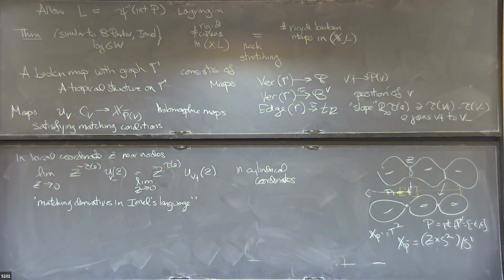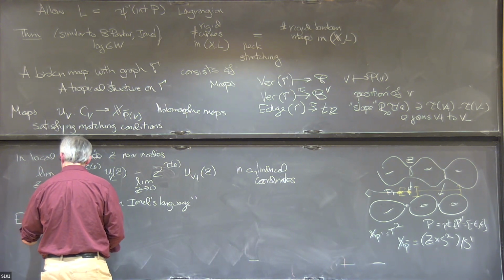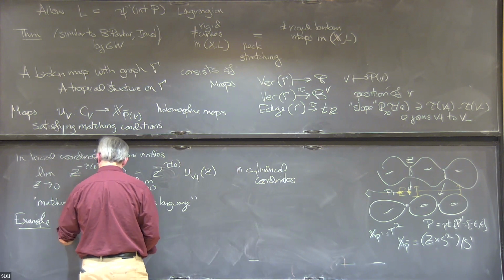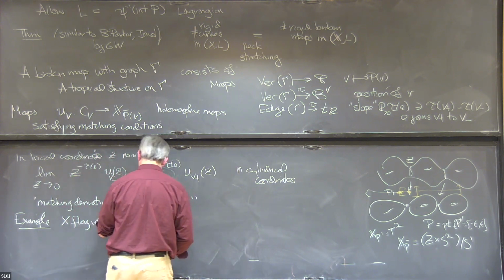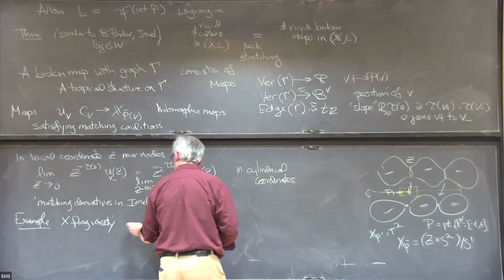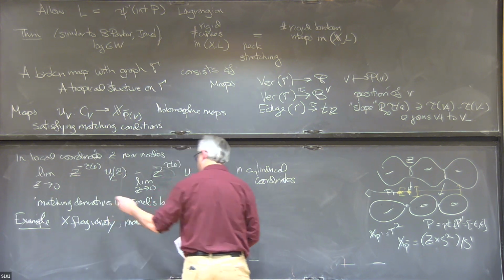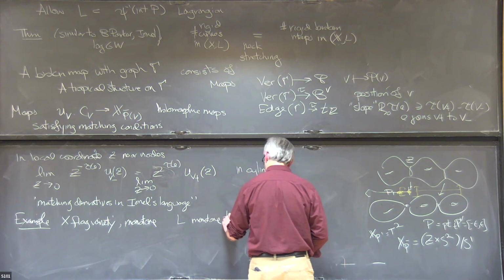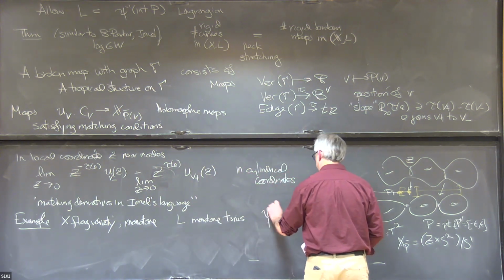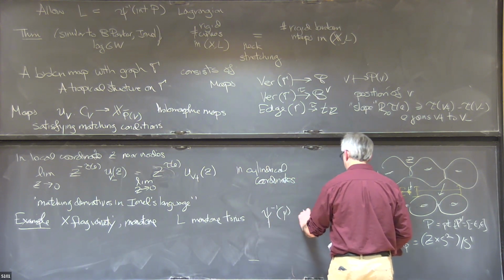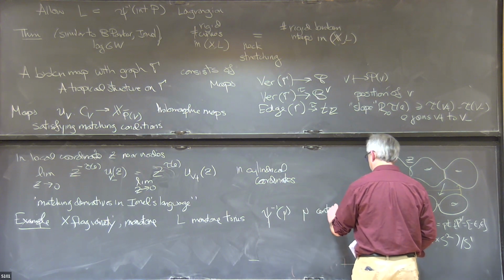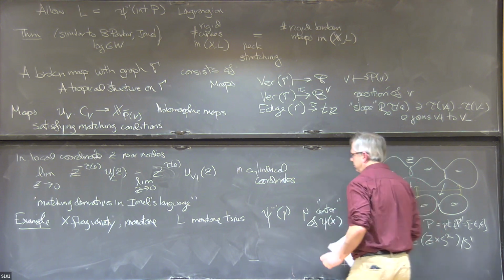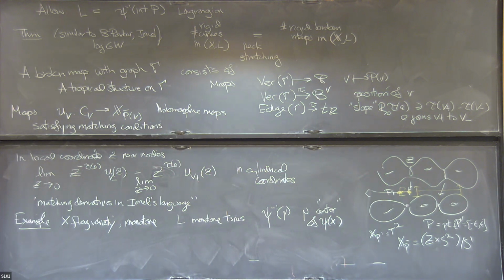So let me give an example of how you might use this to compute a disk potential. Let's go back to the example of the flag variety. And let's take L monotone torus. So let's assume that X has its monotone symplectic class. And that was the monotone torus given by psi inverse of mu. Mu is in the center of psi of X. So if you make a good choice, it's actually monotone.